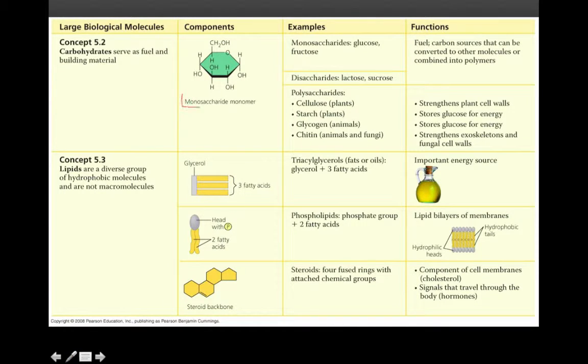Carbohydrates have monomers that we refer to as monosaccharides. And recall that most monosaccharides have a carbon to hydrogen to oxygen ratio of 1:2:1. And we see that in our examples of monosaccharides that we looked at, glucose and fructose, which have molecular formulas of C6H12O6.